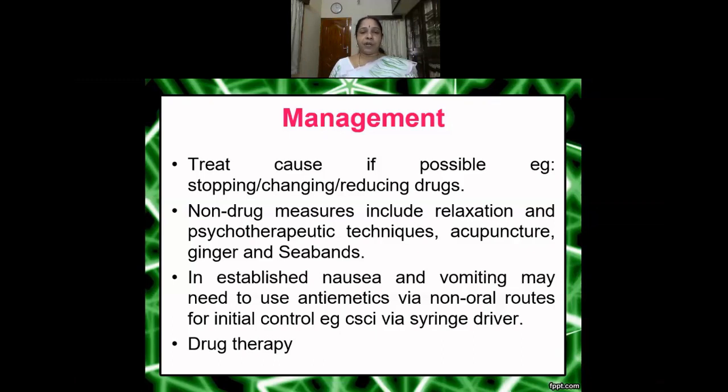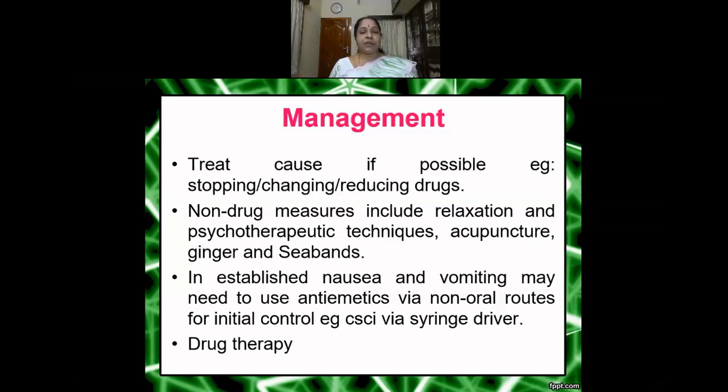Non-drug measures, if it is not because of a medicine, can include relaxation. You have to relax the patient if they are fearful or anxious, and psychotherapeutic techniques can be adopted. Acupuncture can be tried. Ginger can be given. We know that ginger can relieve the patient from nausea as well as vomiting. Ginger in different forms can be given. And C-bands are elastic bands that can be worn on the hand, and they compress the acupressure points, and the C-bands will give some kind of relief for nausea and vomiting.